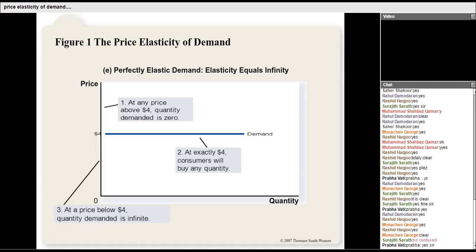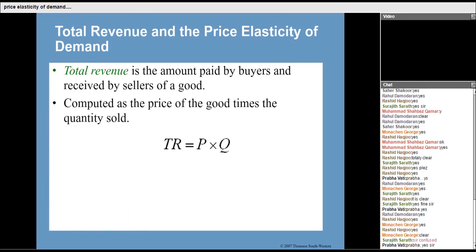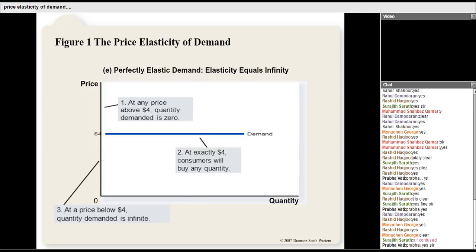Okay? How? See, let's see the calculation. That's called perfectly elastic demand, or elasticity equals infinity. You can do some sort of calculation. I think we haven't got the calculation over here, but you have got the value. So you can do some calculation, and later on you can come back to me with your calculation and what exactly it's saying.